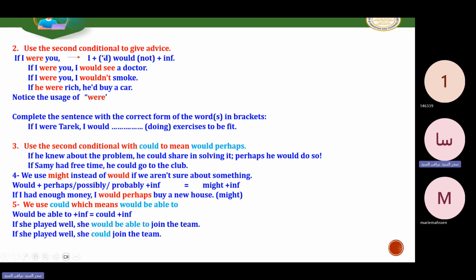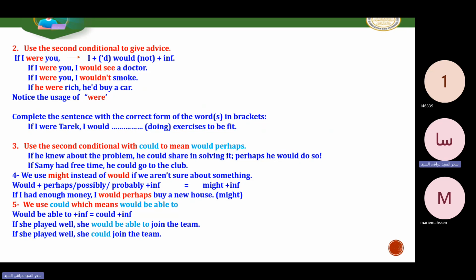We can use second conditional "if" also to give a piece of advice by using "if I were you". If I were you, I would see a doctor. If I were in your shoes, if I were you, I would do so and so. You are tired, so I advise you. If I were you, I would see a doctor. If I were you, I wouldn't smoke. You are a heavy smoker, so I advise you. If I were you, I wouldn't smoke. Here, it equals "you should stop smoking".